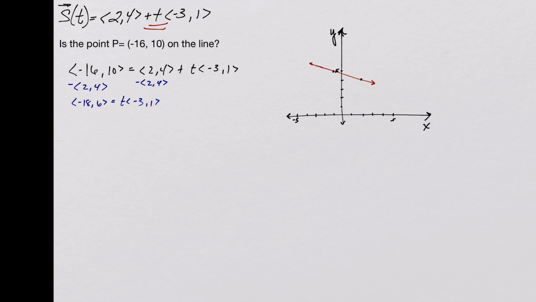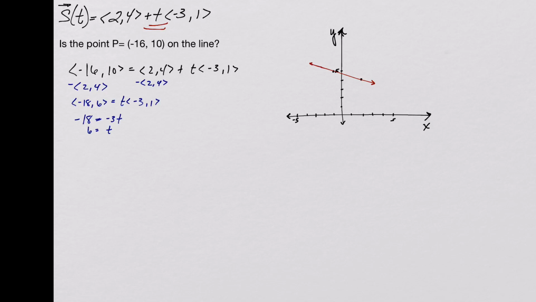So I'm going to break this into a system of 2 equations so that we can solve for t. And so what that looks like is -18 would be equal to negative 3t, and 6 is equal to t. And so I don't have to go any further in solving because I already know that t is equal to 6 from this bottom equation.